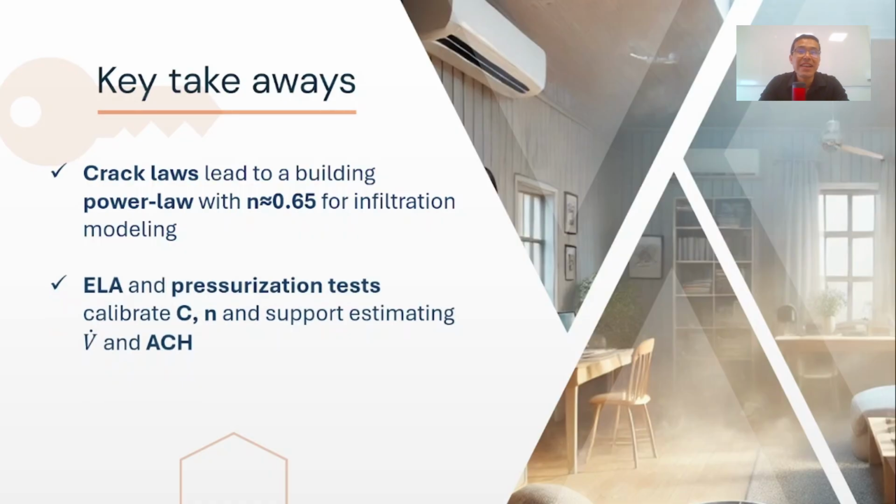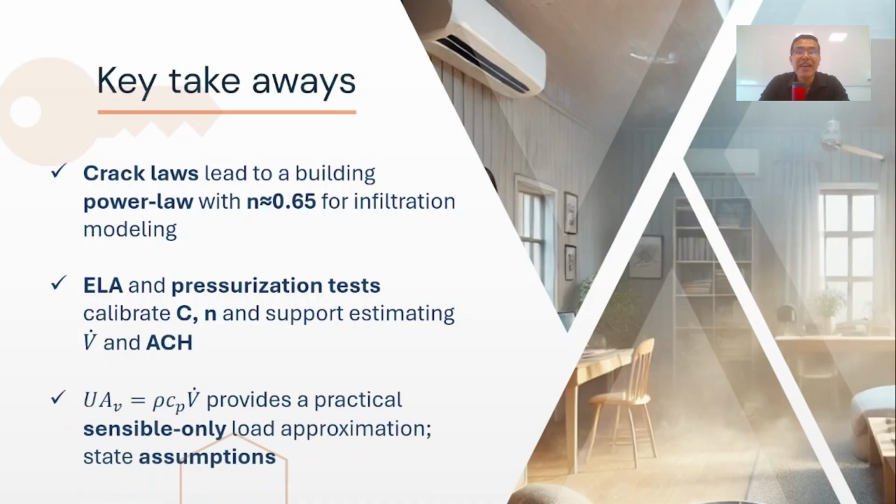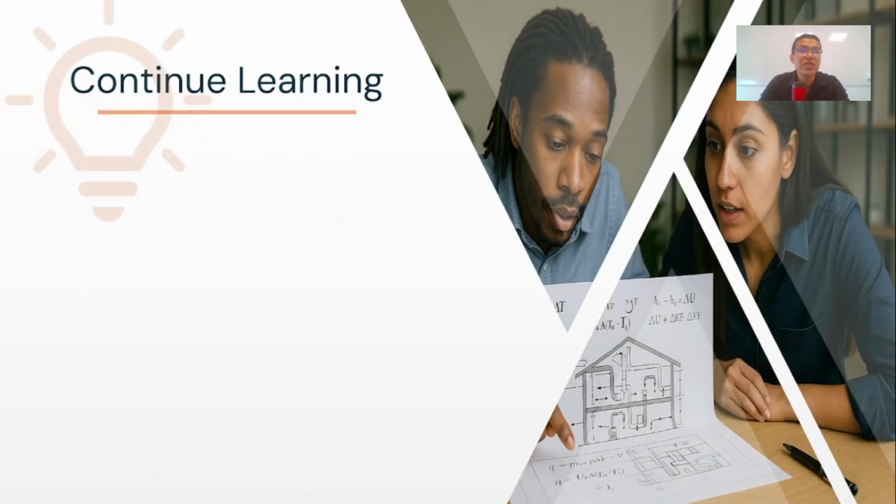Second, think of ELA and pressurization tests as your best friends for quantifying infiltration. They allow you to calibrate your model to the real world and get reliable estimates for Q and ACH. And third, the UA equivalent is a fantastic shortcut for doing sensible-only load approximation, but always state your assumptions so that others can understand the confidence of your results.